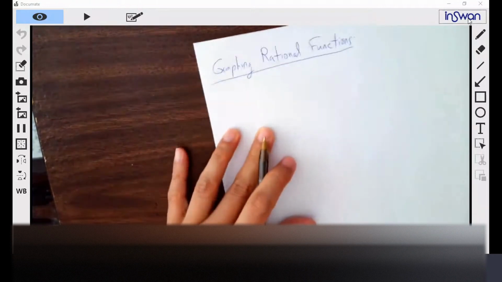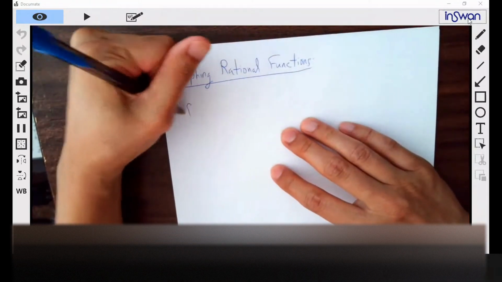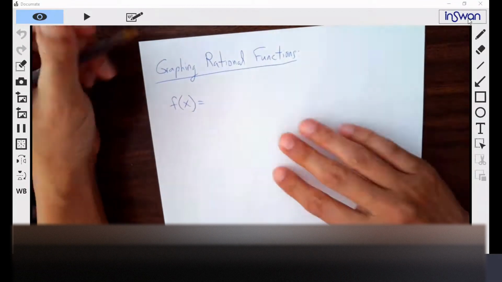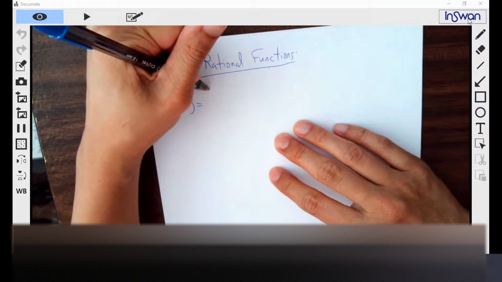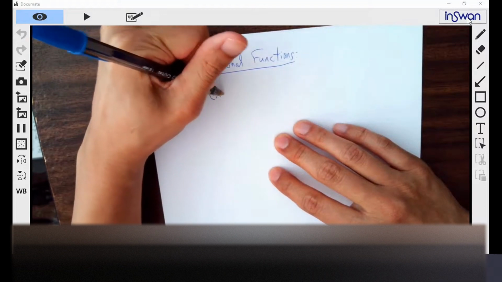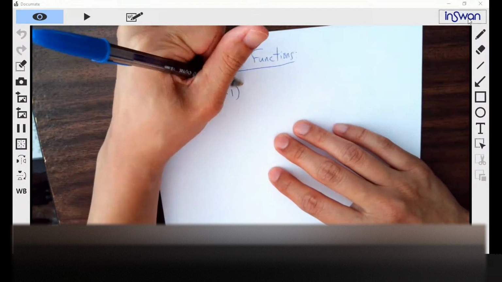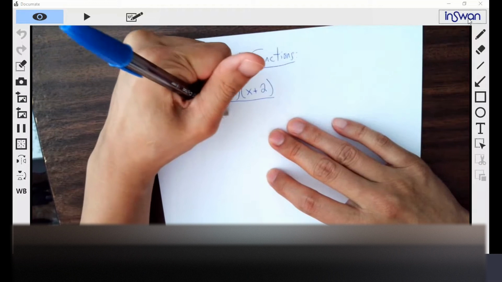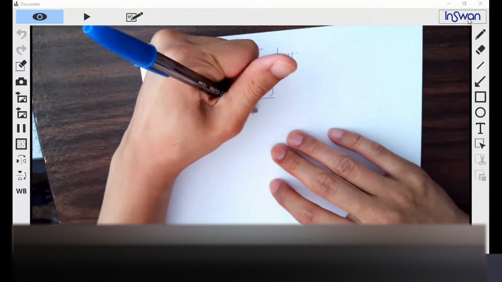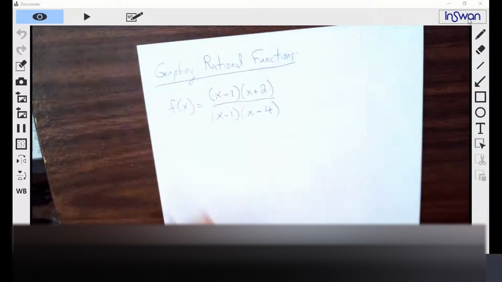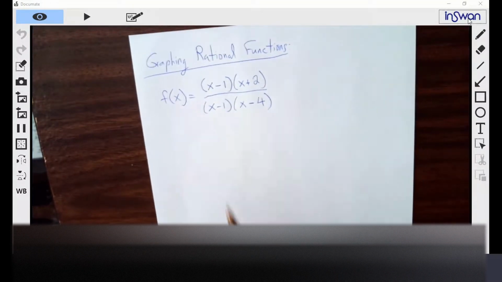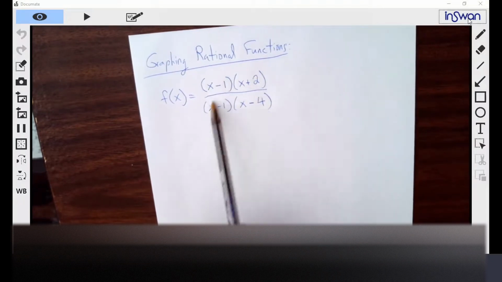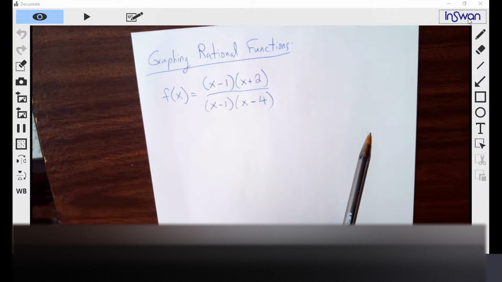Okay, I'm just going to create a random one here, and then I'll tell you about all the different parts that make up this rational function. So let's say I had x minus 1, x plus 2, x minus 1, x minus 4. Okay, so this is a rational function. We call it a rational function because there is a variable in the numerator and there's a variable in the denominator. Okay.